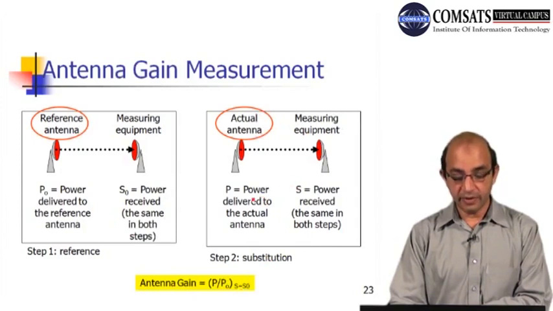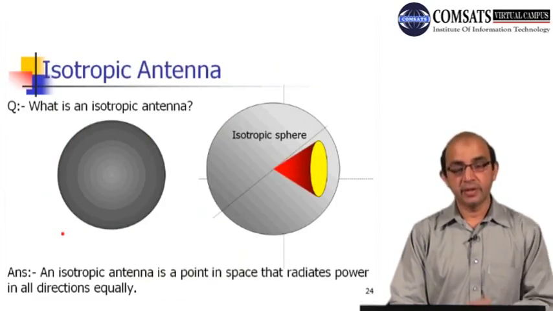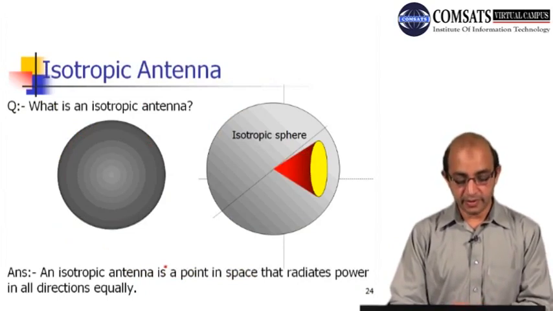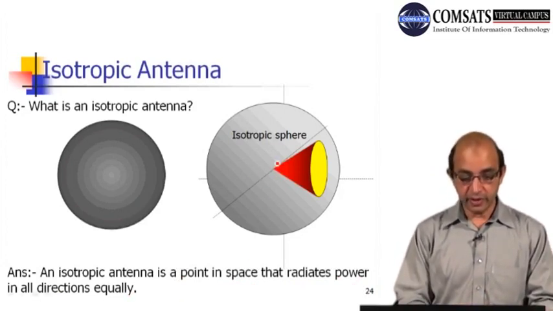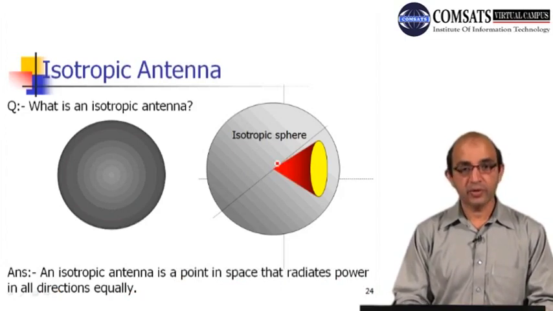P is the power delivered to the actual antenna, and P naught is the power delivered to the reference antenna, right? Okay, so here is the answer: an isotropic antenna is a point in space that radiates power in all directions equally, and that is not the case for a real antenna. So we actually need a reference.